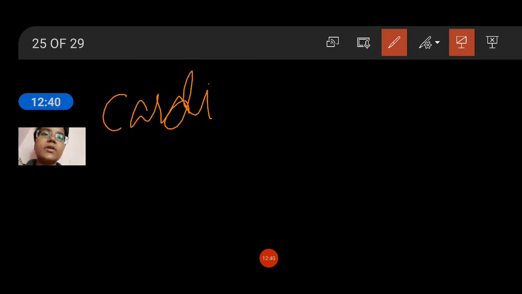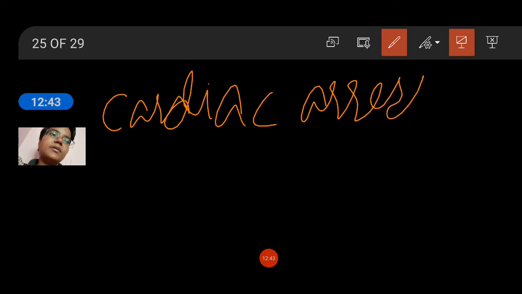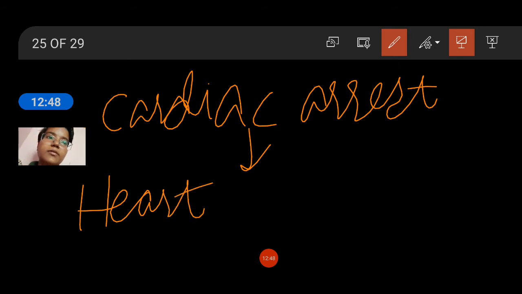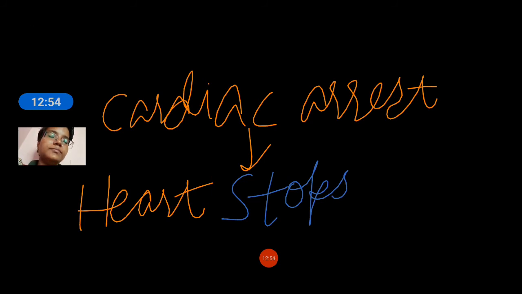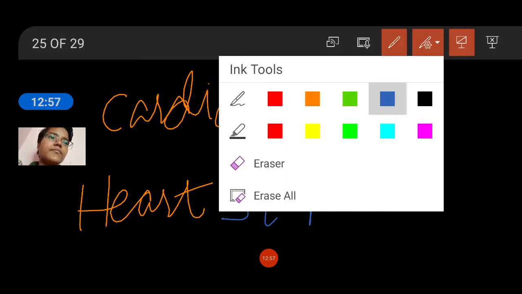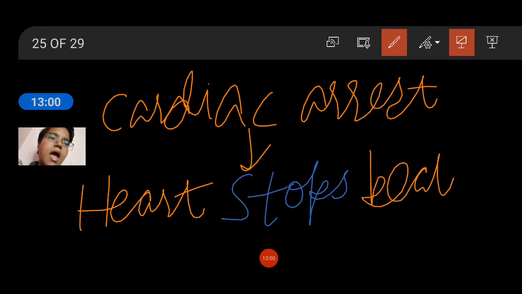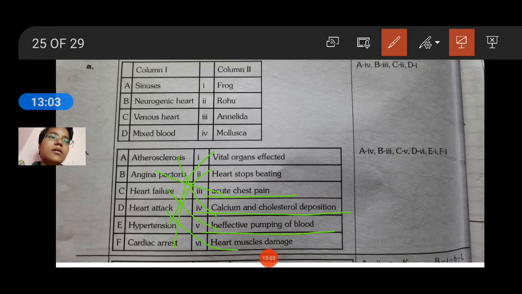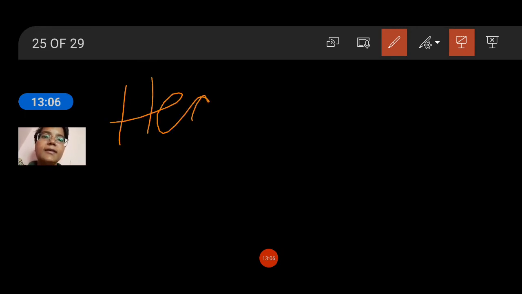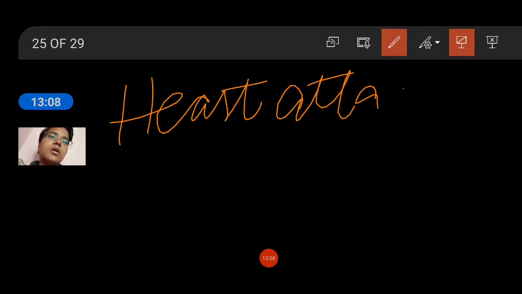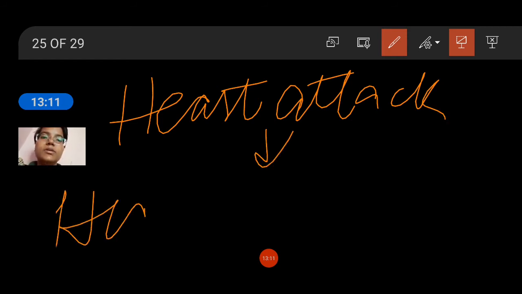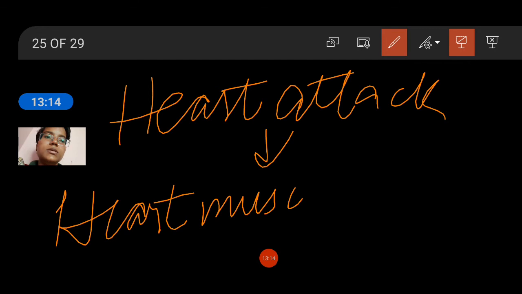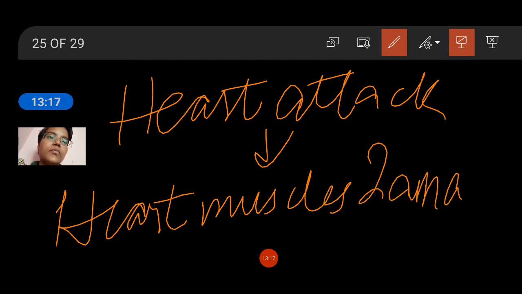Whenever they say that cardiac arrest has happened, you have to think that the heart stops beating. And when they say that a heart attack has happened, then the heart muscle gets damaged due to inadequate oxygen or blood supply.